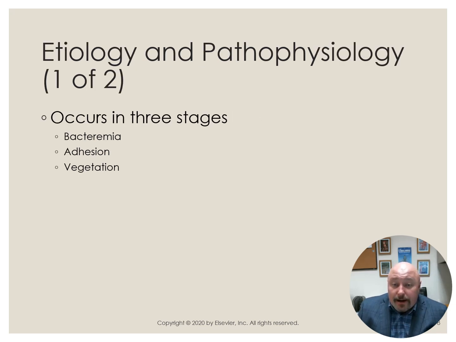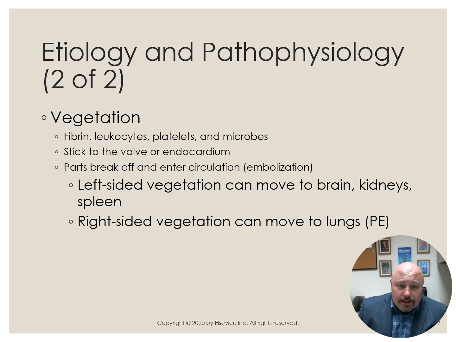The etiology and pathophysiology occurs in three stages: bacteremia, adhesion, and vegetation. During vegetation, fibrin, leukocytes, platelets, and microbes all play a role in sticking to the valve or the endocardium within the heart. As parts break off, they begin to enter the circulation, embolization. In the case of left-sided vegetation, this can move to the brain, kidneys, and spleen, while in right-sided vegetation, it will move to the lungs.